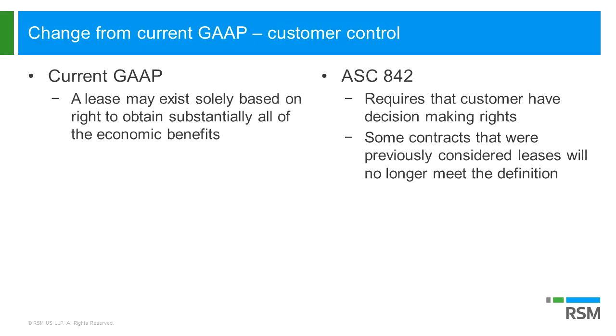Change from current GAAP. Under current GAAP, a lease may exist solely based on the right to obtain substantially all of the economic benefits, and the ASC 842 implementation requires that the customer have decision-making rights, and some contracts that were previously considered leases will no longer meet the definition of a lease.